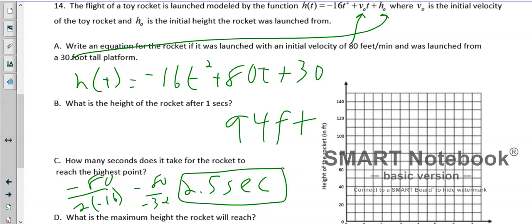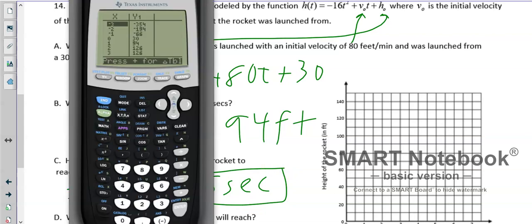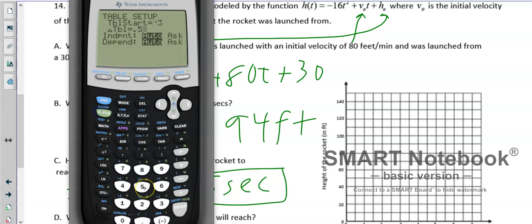Now, remember, the calculator does not show us 2.5. It shows us 2 and 3, which are both 126 feet. So, therefore, we need to find 2.5. On your calculator, you can just change this down here to 0.5. And then when you go back to your calculator, it's changing by 0.5s. So 2.5 is 130 feet.